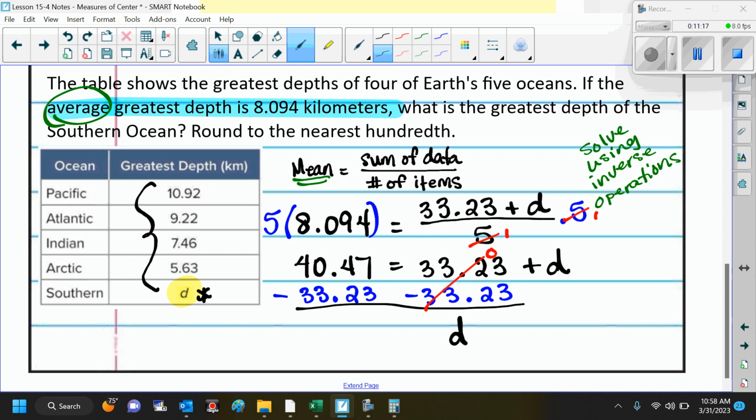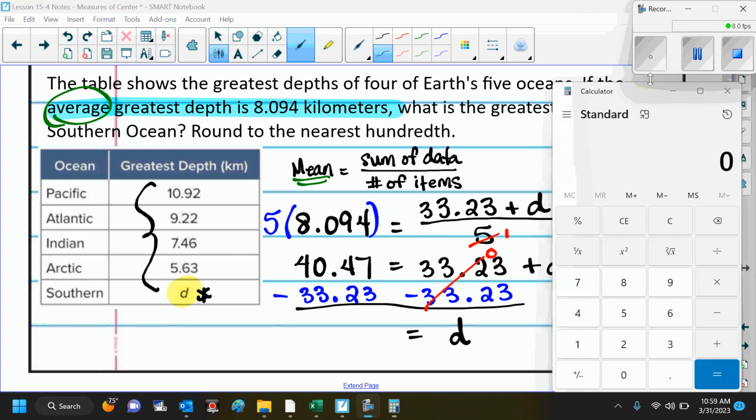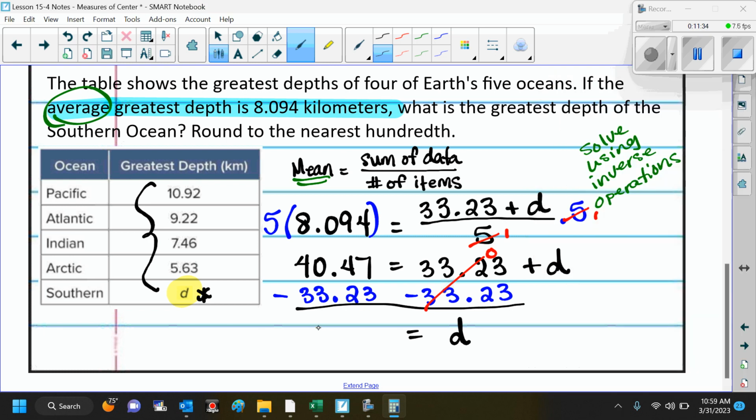So we've got D on this side, and then we just subtract over here. So we've got 40.47 minus 33.23, and that gives us 7.24. So 7.24, and my label, of course, is kilometers. So D, or the depth of the Southern Ocean, is 7.24 kilometers.